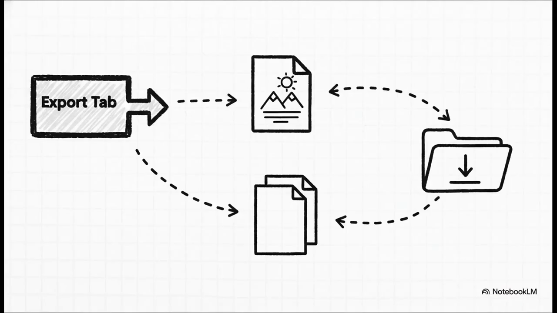Over in the Export tab, you've got two main choices. You can export as a PNG, which is perfect for a single high-quality image of your board. Or if you've used a bunch of pages, exporting as a PDF will wrap them all up into one easy-to-share document. Either way, the file just pops right into your browser's Downloads folder.